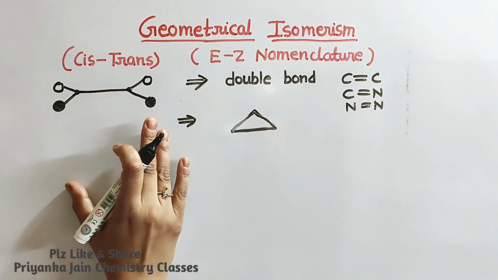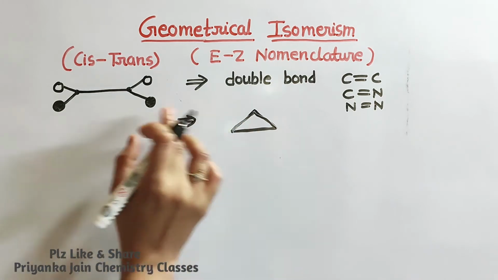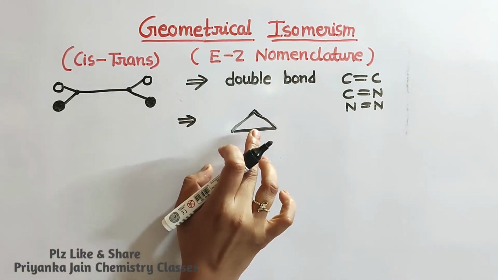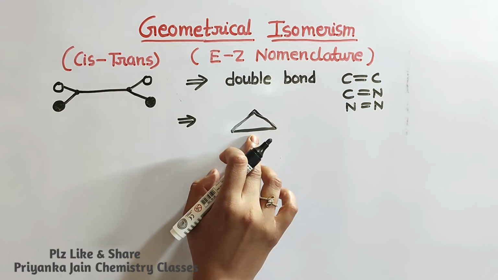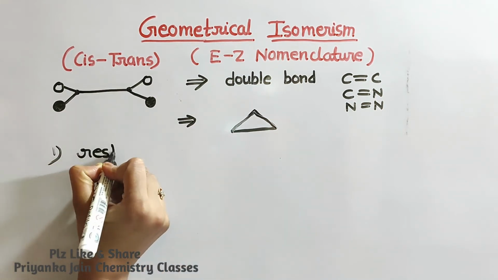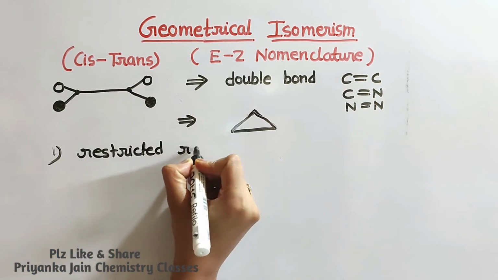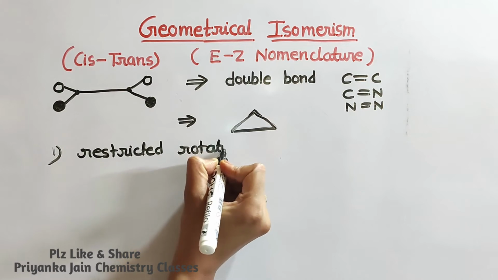Now see the conditions. What are the criteria for geometrical isomerism? One condition is that the rotation about the bond should be hindered. It means the first condition is restricted rotation about the bond.